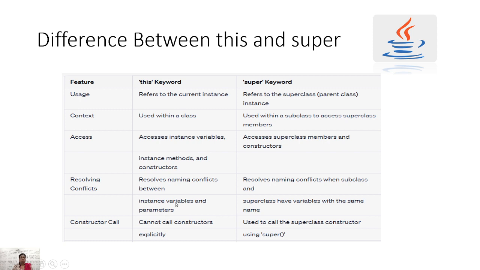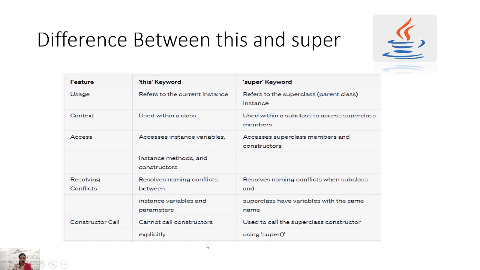This resolves naming conflicts between the instance variable and the parameters, while super resolves the naming conflict when the superclass and the subclass have variables with the same name.